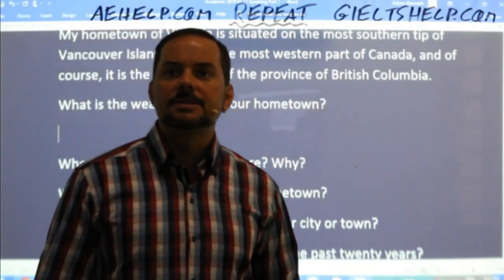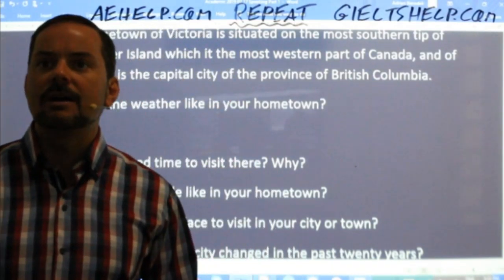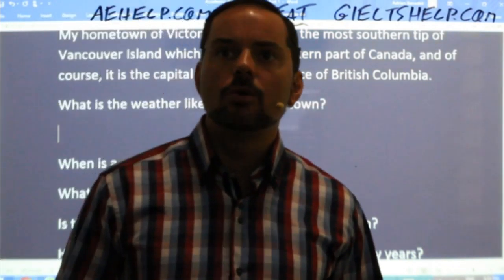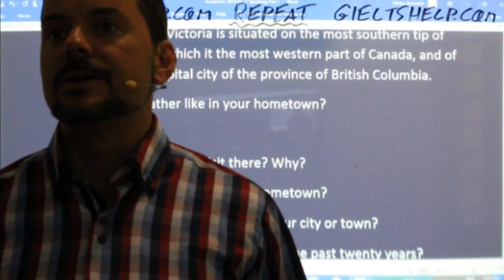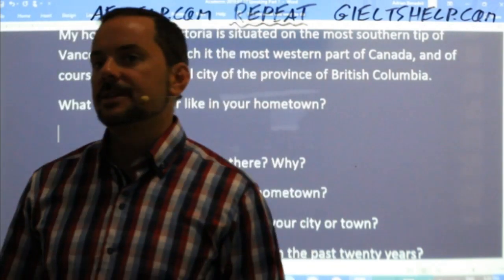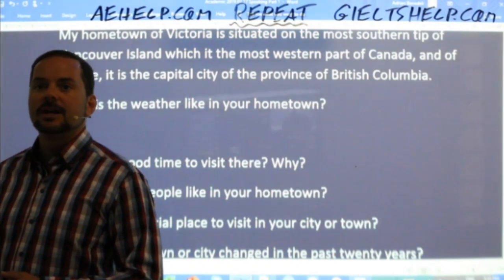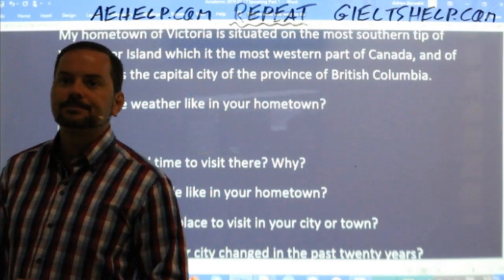Neo Billim says, my hometown geographically is located in a warm climate zone. However, it is cold in the winter and hot in the summer. Okay, that's a little bit of confusing information. So try to tell me a little bit more.